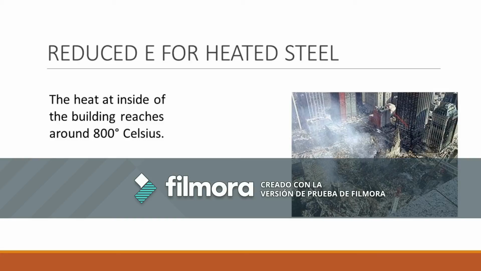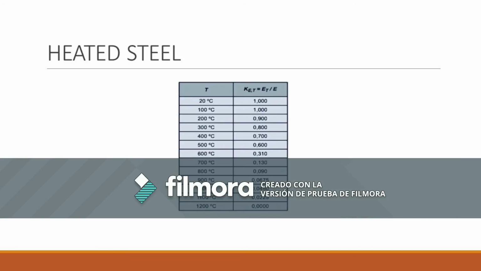We found that the heat inside the building reaches around 800 degrees Celsius. Then we found a table that shows the behavior of the modulus of elasticity when it's heated. So we use this table to make our numbers for the next step. For this step, we need to do the same calculations that we did at point number 5. However, we are going to use the new E of steel when the steel is at 800 degrees. The numbers were made again with the table in Excel that we used before, only changing the E.